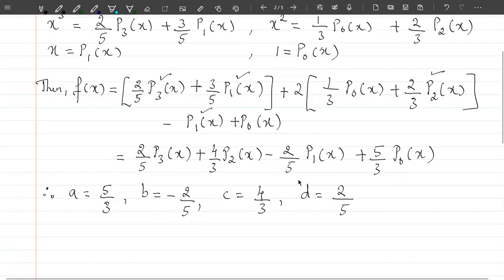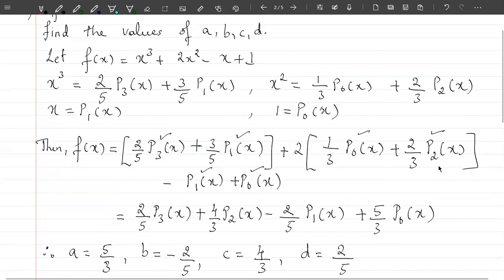So I get minus 2 by 5 p1 of x. And of course the last term is plus 2 by 3 p naught of x plus p naught of x. So solve it, you get 5 by 3 p naught of x. But now here you have to write what are the values taken by a, b, c and d.